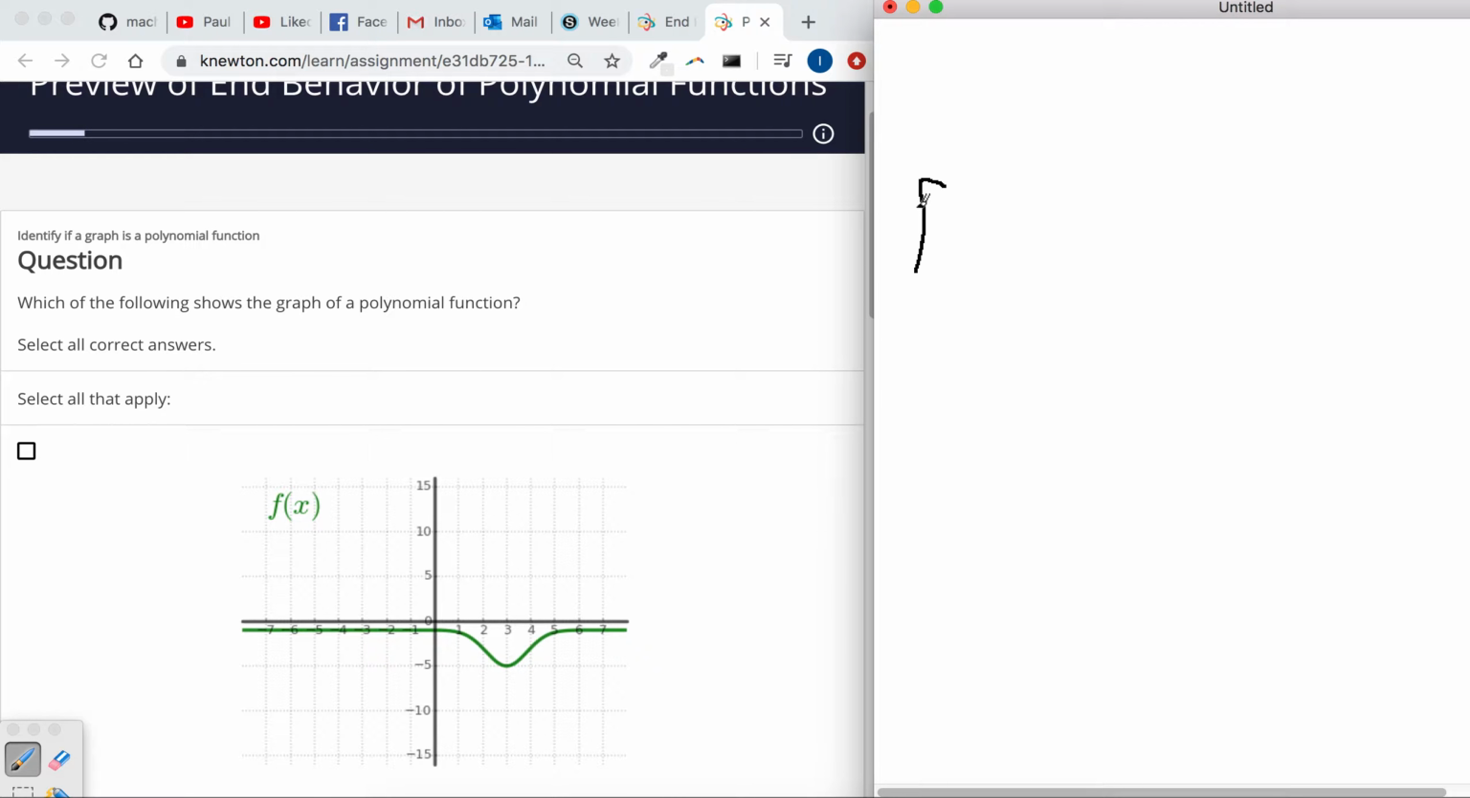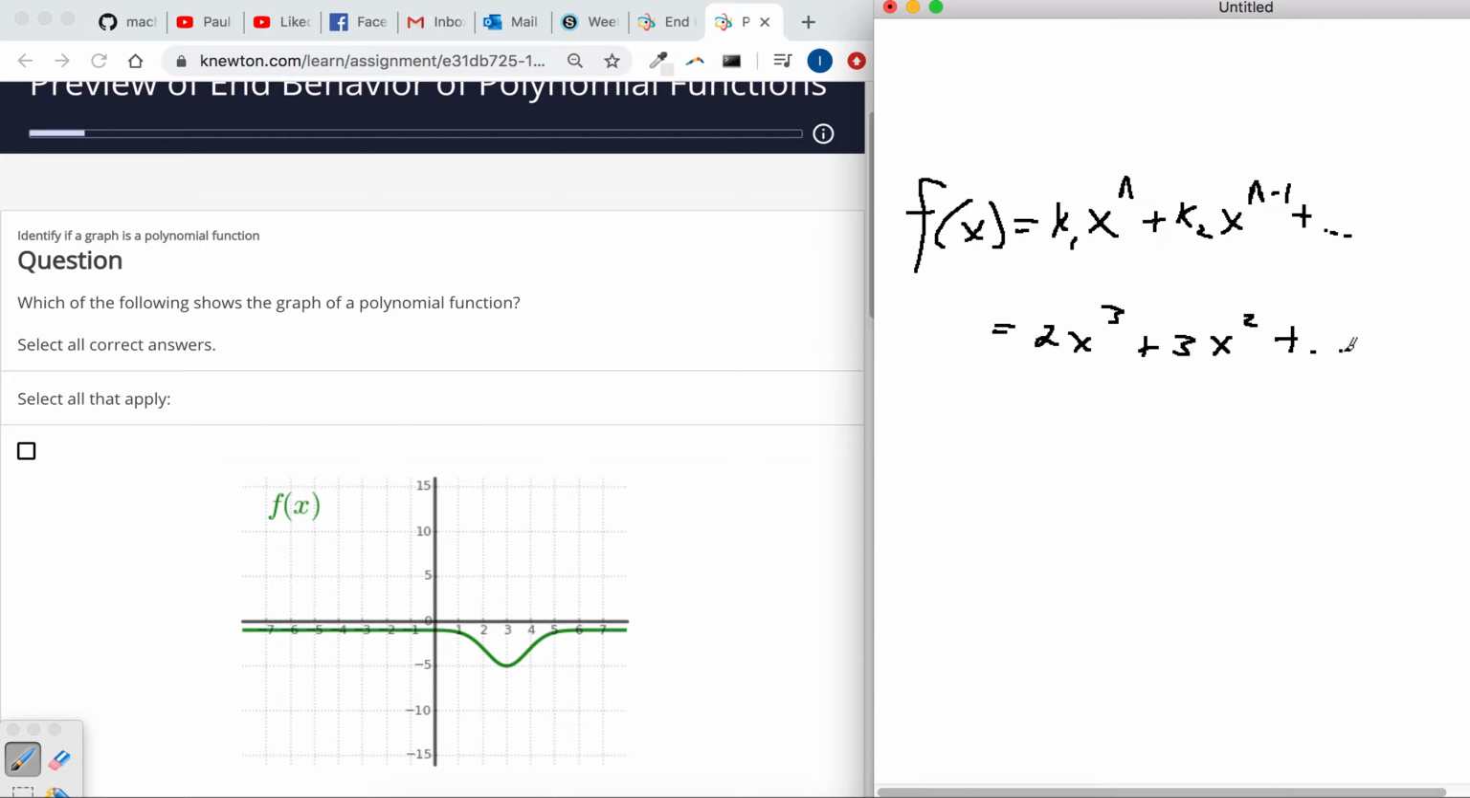Polynomials are functions that would look like this. When you have it in descending powers, we could call it some coefficient k sub 1 x to the n plus k sub 2 x to the n minus 1 plus dot dot dot. So like with some actual numbers in there, like 2 times x to the third plus 3x squared. And polynomials are things where the variable has a power on it.